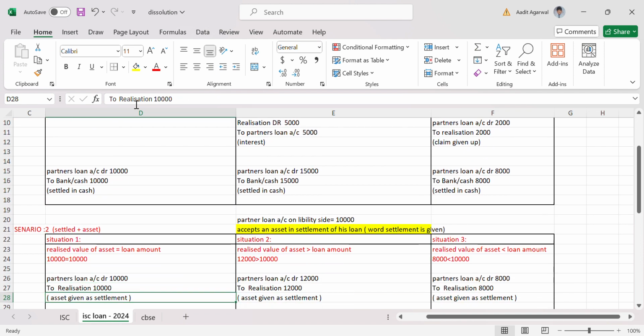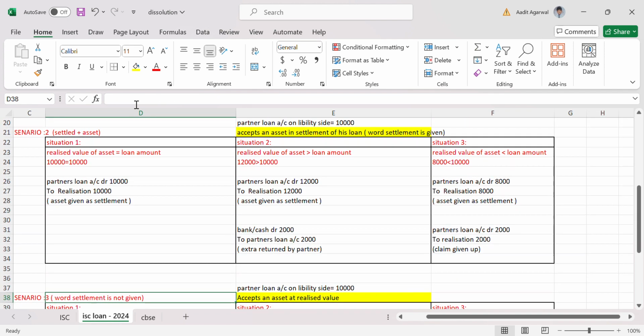Then we come to the second scenario, when you are settling the loan account by giving an asset. The word settled is given in the question. Now when you solve these journal entries, you have to compare the realized value of the asset with the loan amount, not the book value. Always check for realized value. If realized value is missing, then realized value is the same as book value. But if realized value and book value are different, you compare realized value and the loan amount.